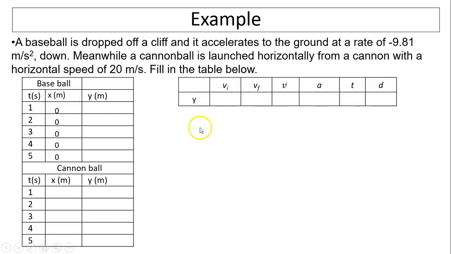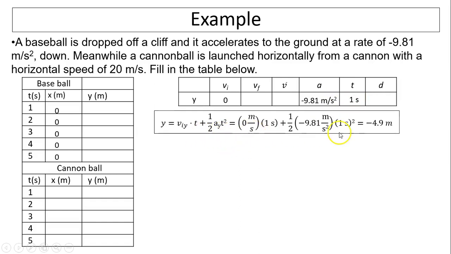In the Y direction, we again make a chart. Initially, it has a velocity of 0. Acceleration, we also know. Let's just do it for 1 second. For 1 second, you plug into the equation with 1 second. So you get negative 4.9. Then for 2 seconds, you plug the time in as 2 seconds. And similarly for 3, 4, and 5, you will get these numbers. It's negative, which means it's going downward.